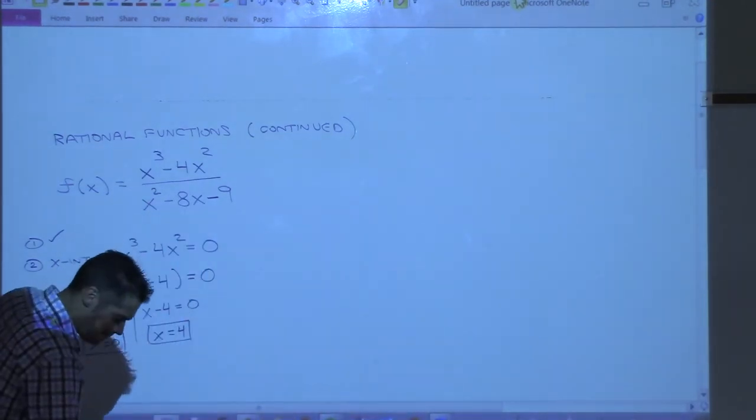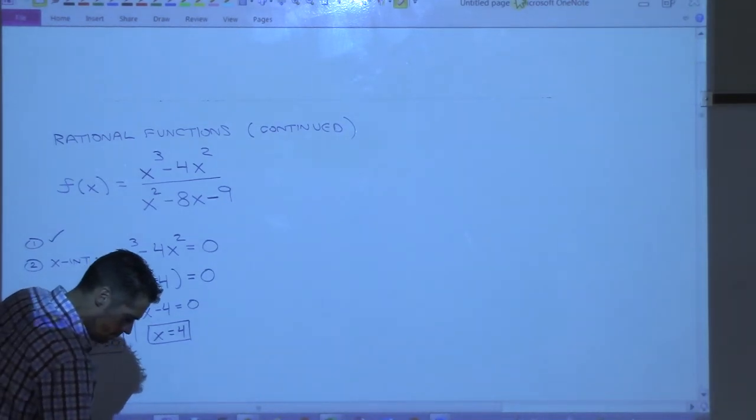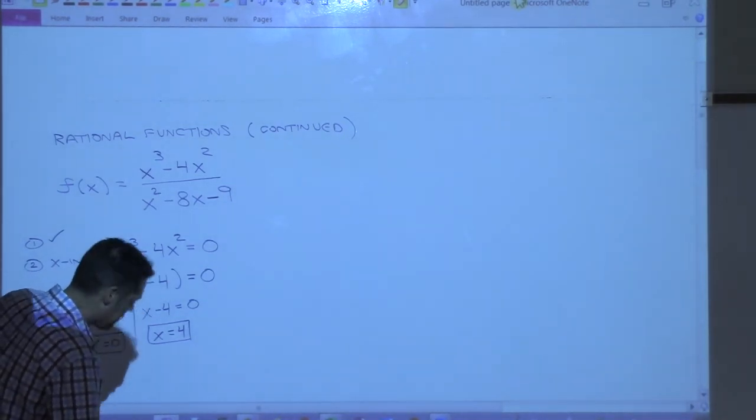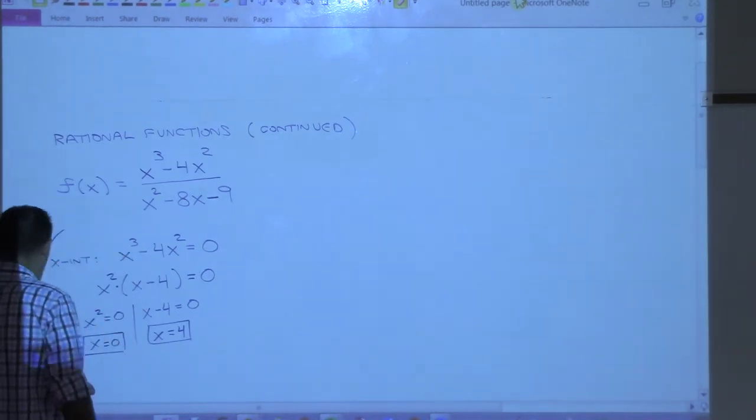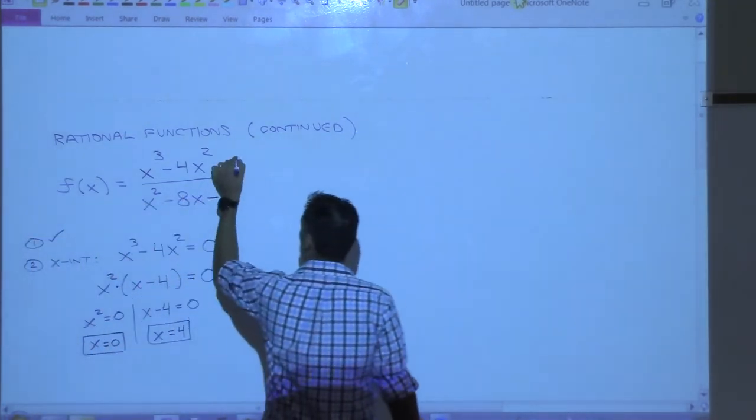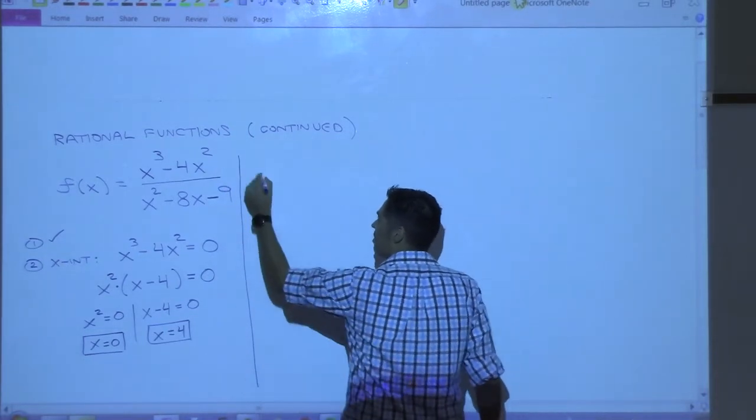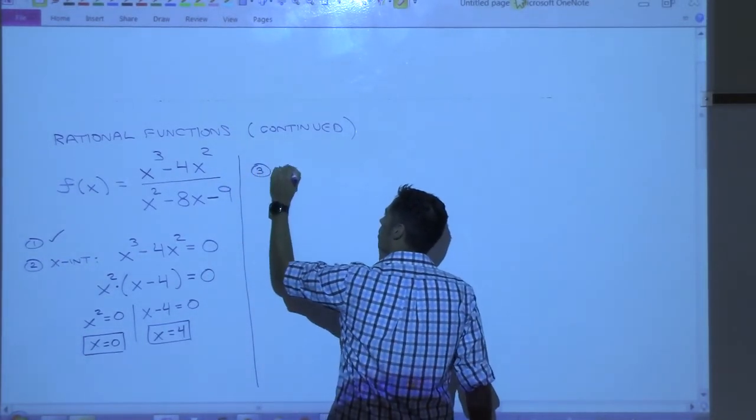Okay, what are these going to be on our graph? Points, right? These are points on our graph. I'm not going to write it again, but I just want to make sure you understand what they are. All right, third step, vertical.